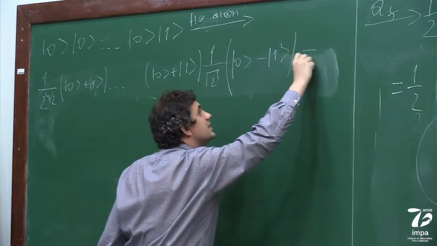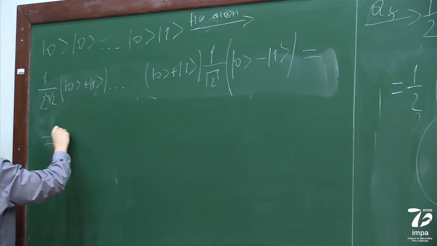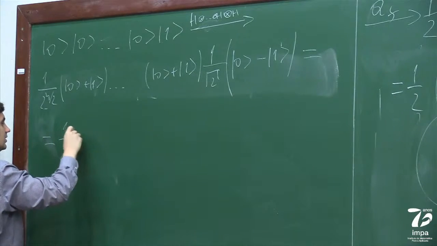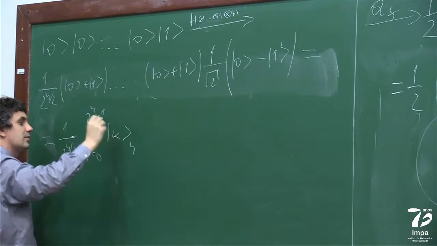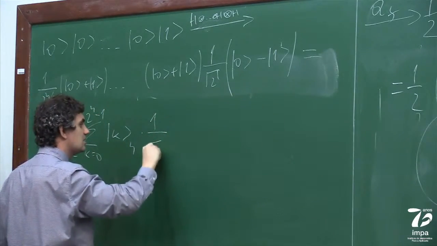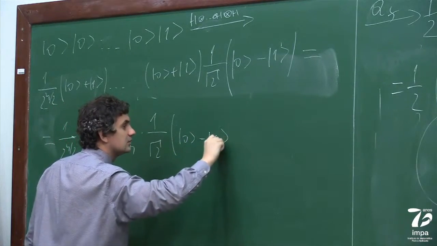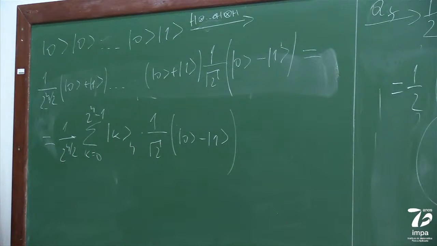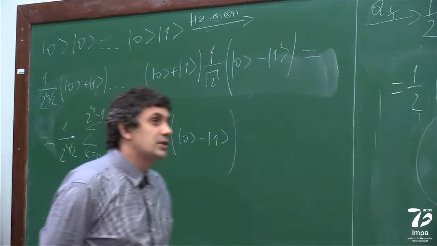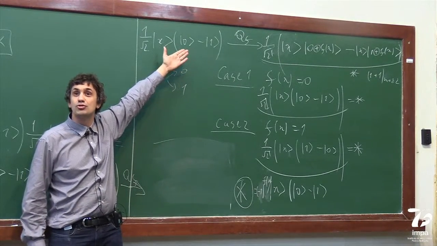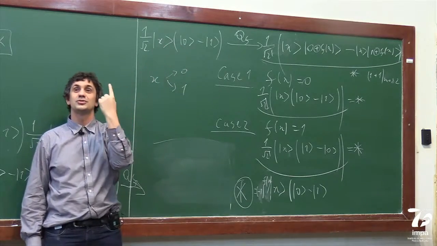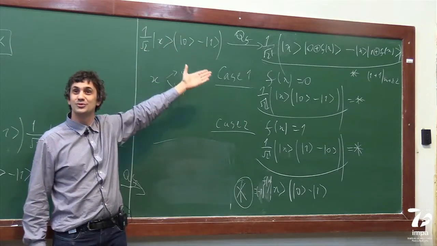So it will be equal to 1/√2^n times the sum over k from 0 to 2^n-1. Let me do it like this. And pay attention to the fact that when I was writing this formula, I was never actually using that x consists of a single qubit. It can consist of any number of qubits.